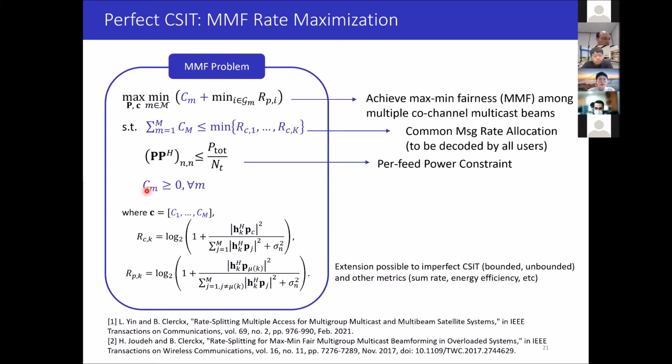Typically, this is done using the WMMSE methodology and alternating optimization. And if you have imperfect channel state information, then depending on the model of the CSIT imperfection, you can adjust the whole optimization framework. If you're interested, you can refer to those papers here.